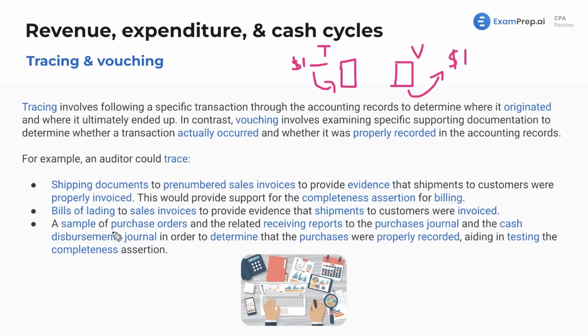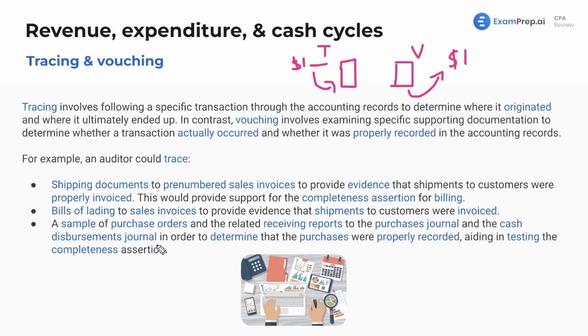Lastly, here we've got a sample of purchase orders. So this is the expenditure cycle. You're trying to buy some goods, and the related receiving reports to the purchases journal. So if we're taking some purchase orders and saying, okay, I see on this piece of paper you requested 20 pieces of inventory, and then the related receiving reports. Hopefully that report says you did receive 20 pieces of inventory. To the purchases journal, hopefully the accounting records say that you tried to purchase 20 pieces of inventory. And the cash disbursements journal, hopefully this indicates that you paid out cash for 20 pieces of inventory.